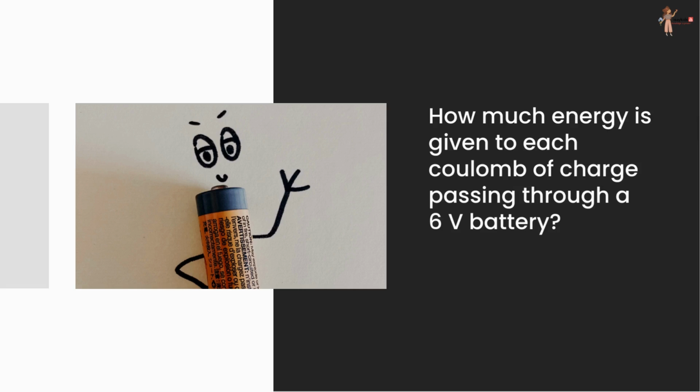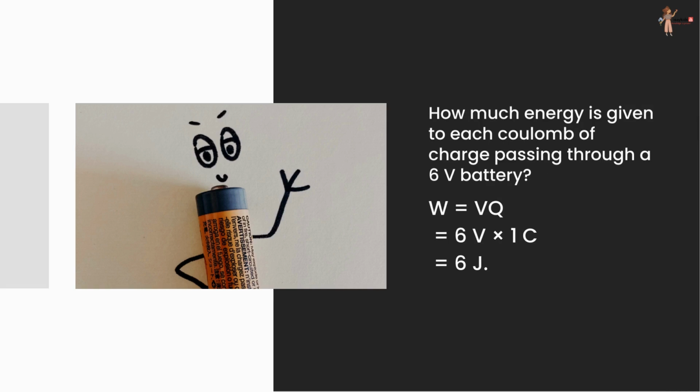Let's see one more. How much energy is given to each coulomb of charge passing through a 6-volt battery? Now, since W is V into Q, 6 joules of energy is given to each coulomb of charge passing through a 6-volt battery.